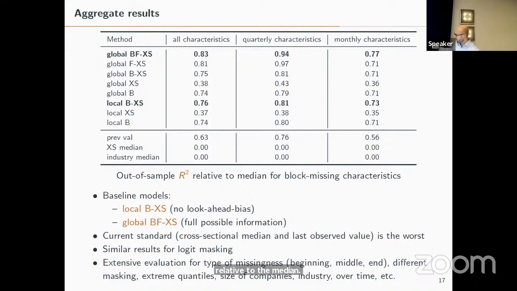And I want to emphasize in the paper, we have a really extensive study of all kinds of variations of this. So we show the evaluation for type of missingness, beginning, middle, end, for different types of masking, for extreme quantiles, based on the size of the company, industry, over time, etc. So the takeaway for you is it works really well out of sample. You get very accurate imputed values.